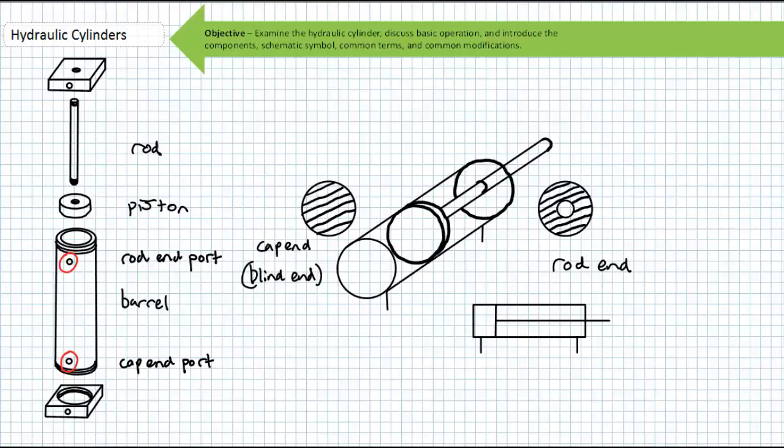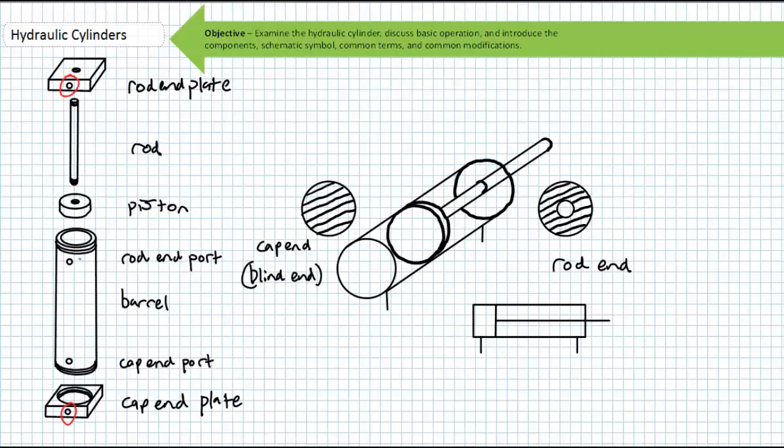Since we don't want pressurized flow shooting out of the top or bottom of our barrel, we've got to cover it with end plates. The end plate nearest the cap end and the cap end port is called the cap end plate. The end plate nearest the rod end and the rod end port is called the rod end plate. Terms you'll find are pretty simple for hydraulic cylinders. A major structural difference between the cap end plate and the rod end plate is the obvious fact that the rod sticks out of the rod end plate. Therefore, it's the one with a hole in it.